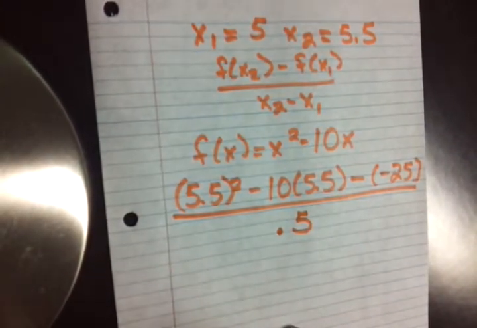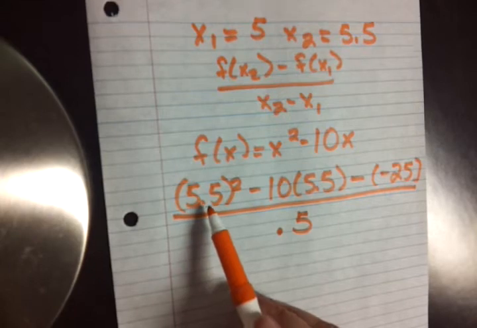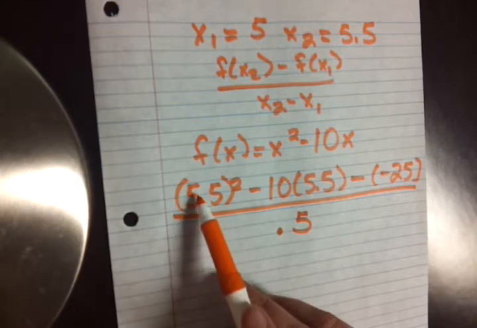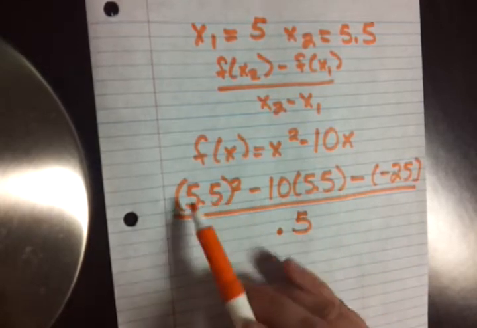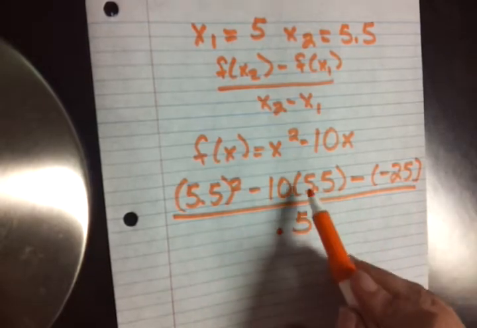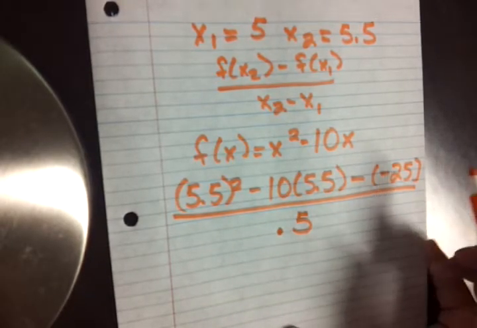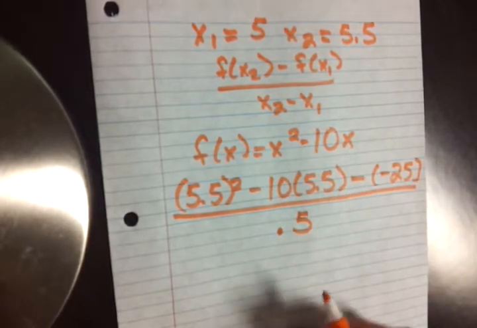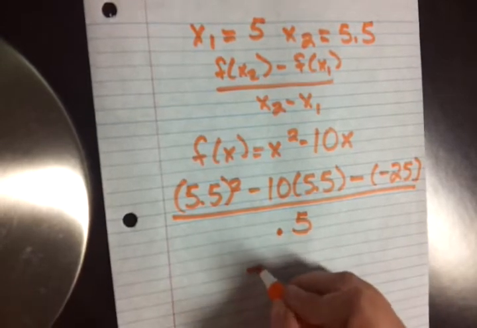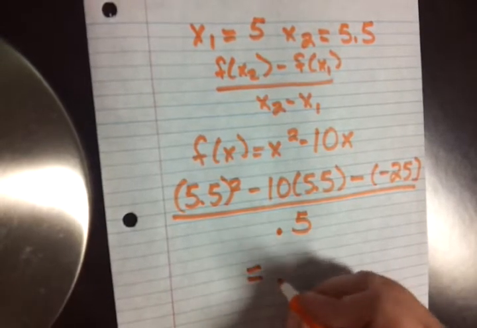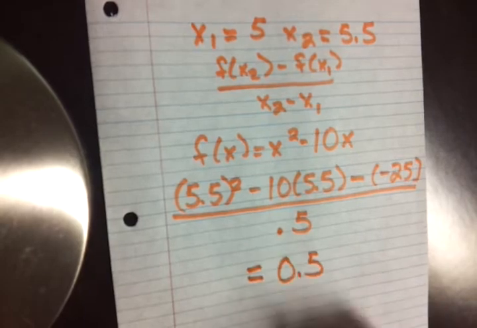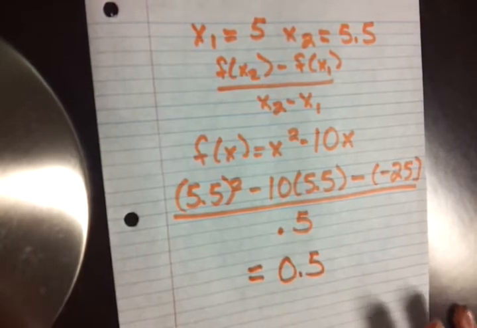So now I trust you guys to do the algebra. You're just going to plug this into your calculator. You're going to square the 5.5, minus 55, plus 25, and divide by 0.5. And the answer you should get, if you're practicing on this one, is 0.5. That should be your answer for that interval.